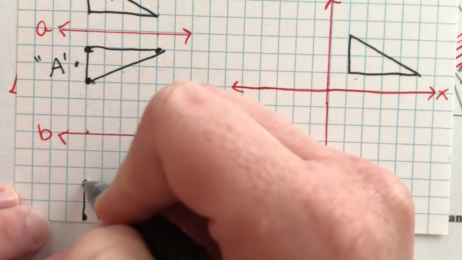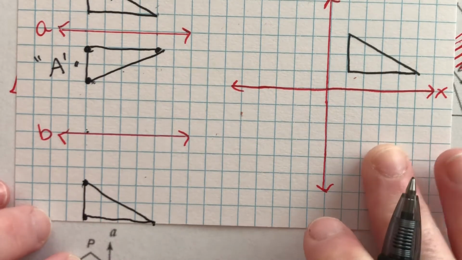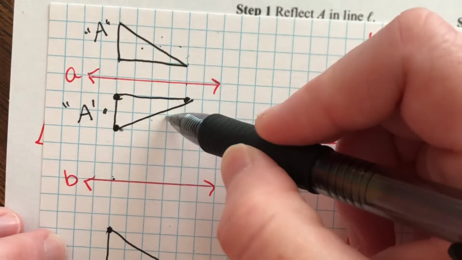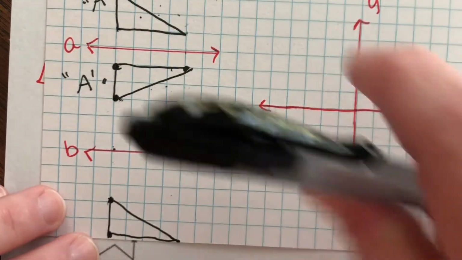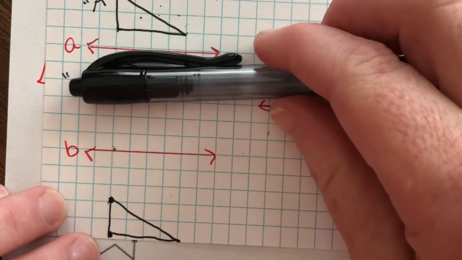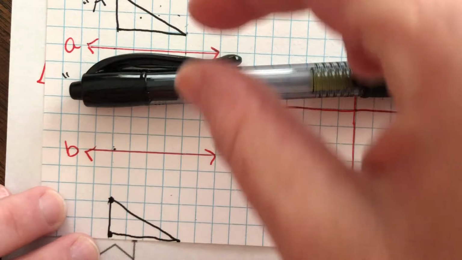So I'm going to connect all of those, and I am actually right here at the bottom of my little graph paper. So when I reflect this once, it looks like this, and then I reflect it again, and it looks like this. But if we cut out the middleman, and we just go from this guy up here to this guy down here, all we did was slide it.